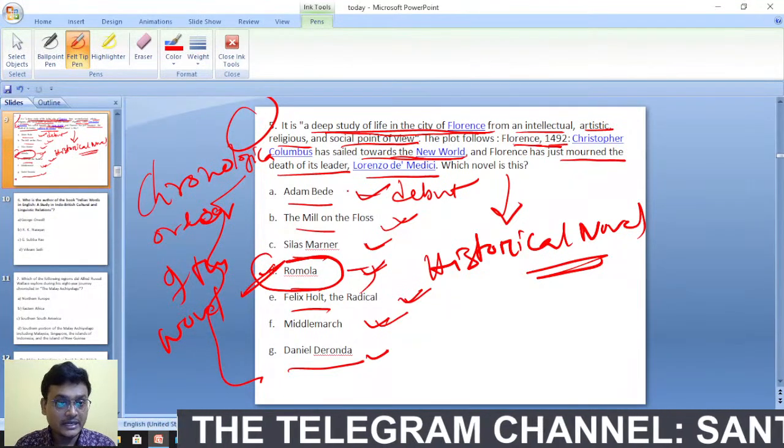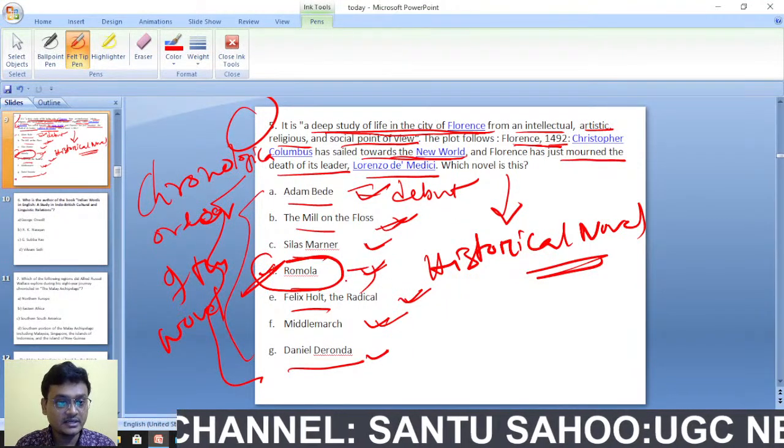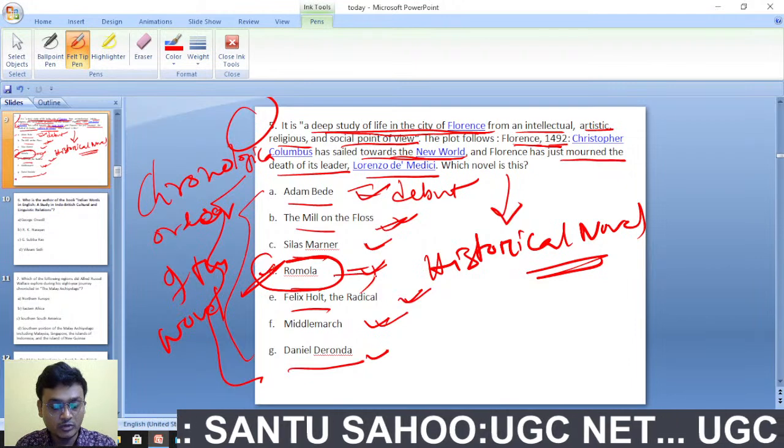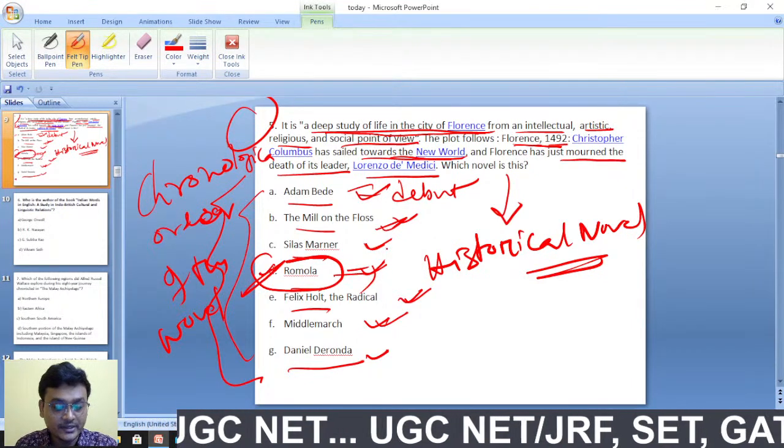So have you written down? Adam Bede. These are the chronological sequence of these novels published by George Eliot. Romola is the historical novel. Here Romola is the right answer. Have you written down? And the last novel is Daniel Deronda.